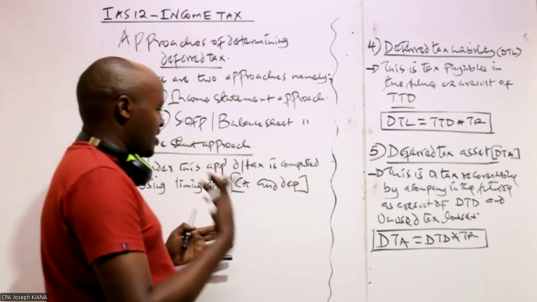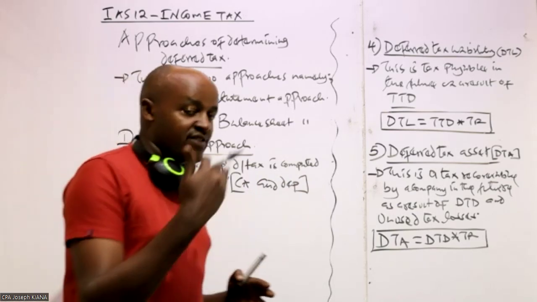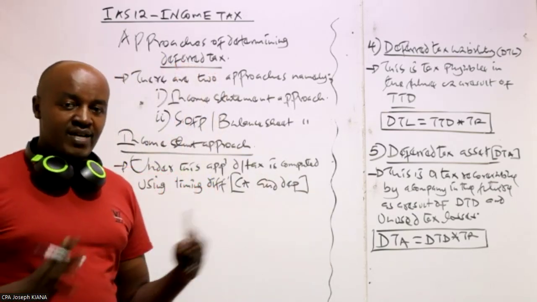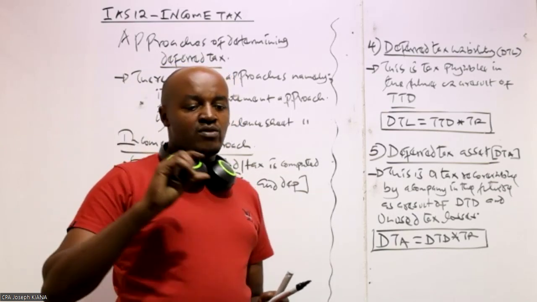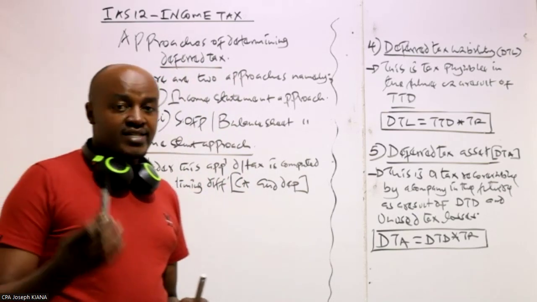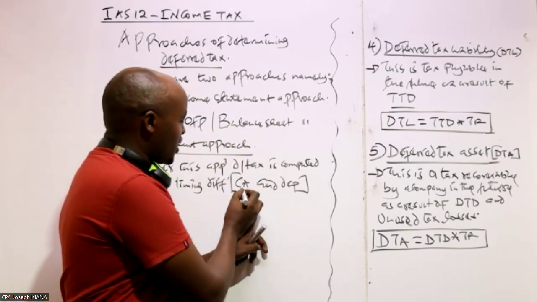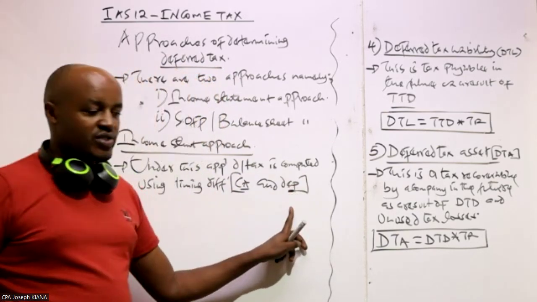So if the capital allowance of a certain asset in a certain financial year is different from the depreciation of the same asset in that year, that will make the accounting profit different from the taxable profit. Because when computing the taxable profit, as far as such an asset is concerned, we use capital allowance. But when computing the accounting profit, we use depreciation.